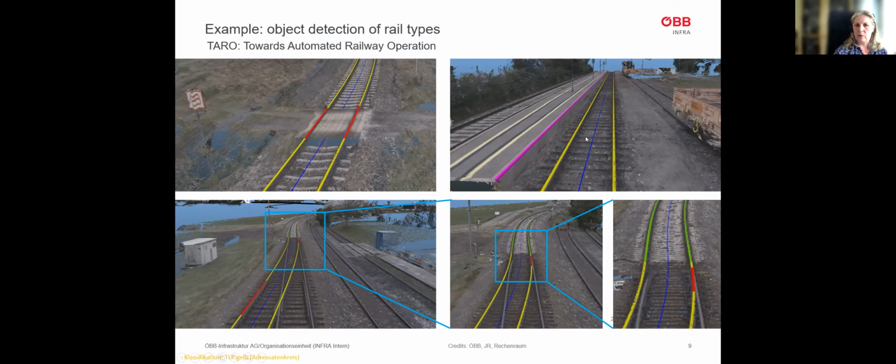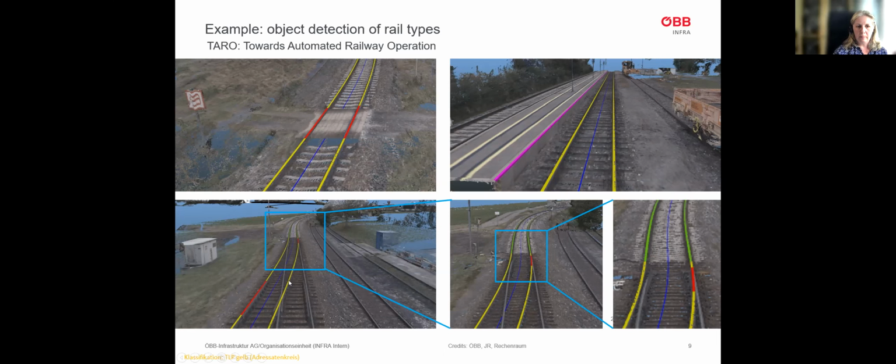On the right picture, you see again this yellow marked rail type and the blue marked track axis. And in pink, you can see the edge of the platform, which is also of interest for us.